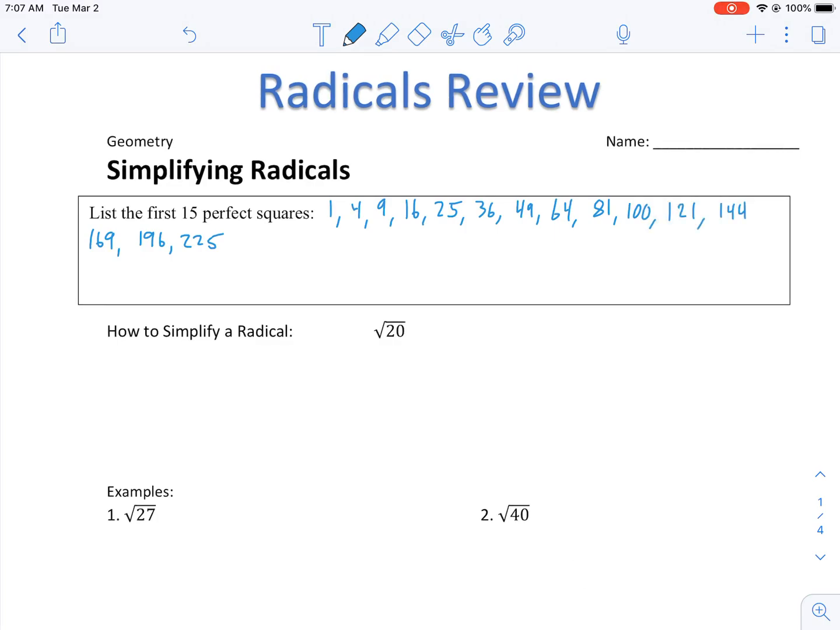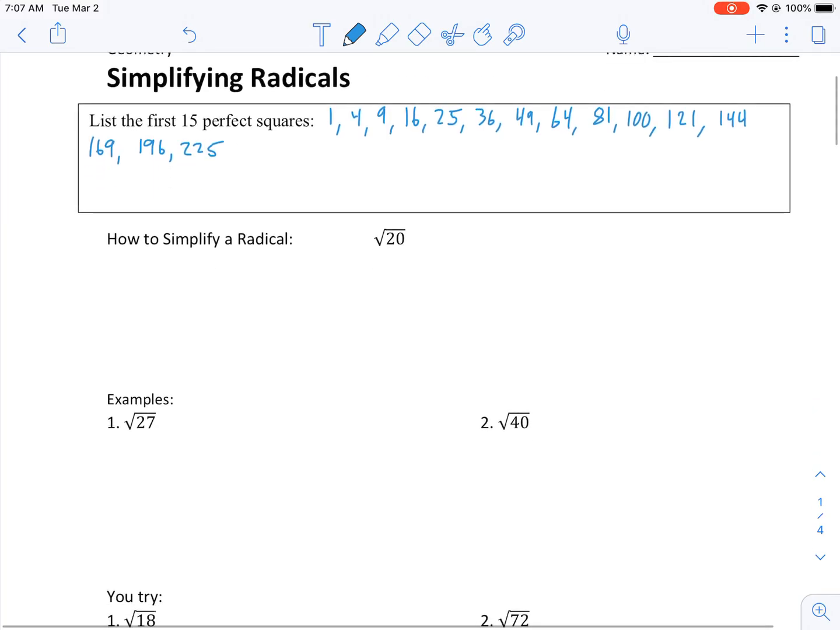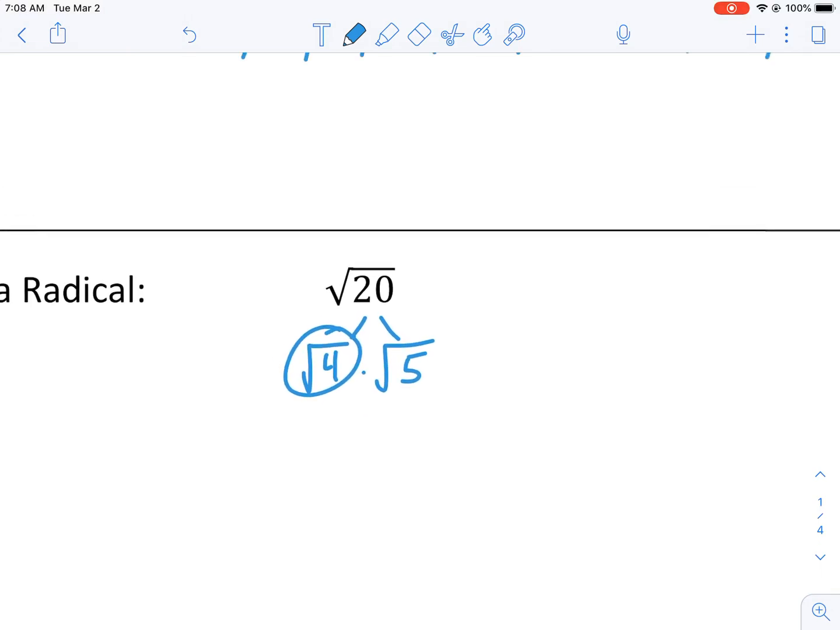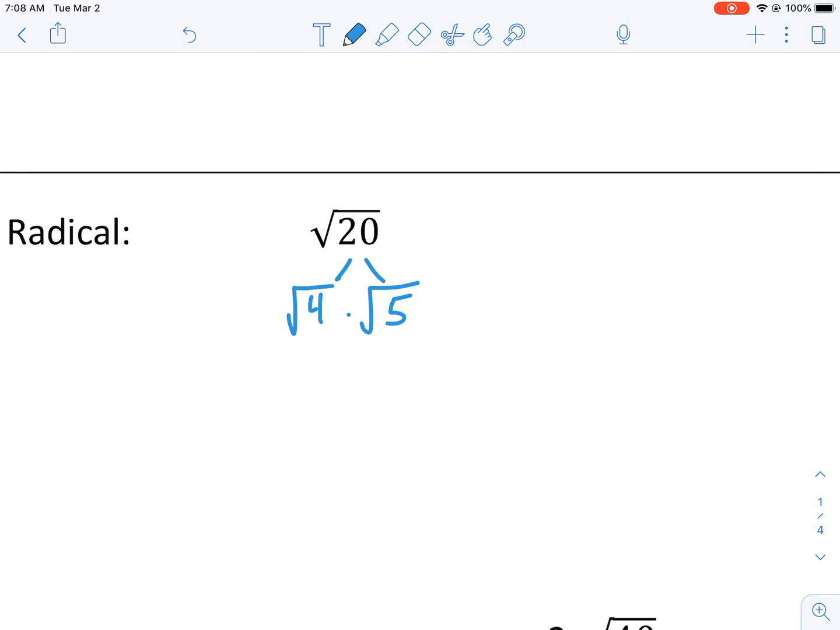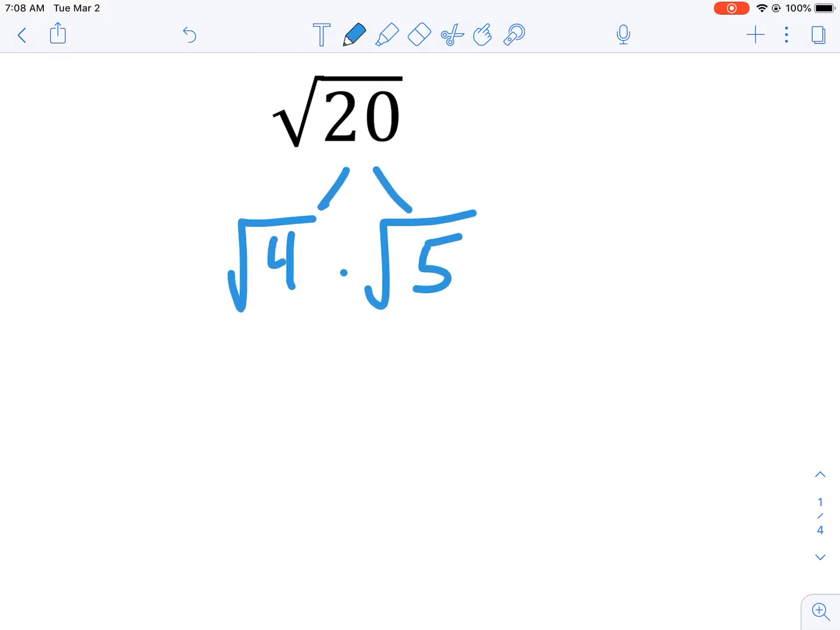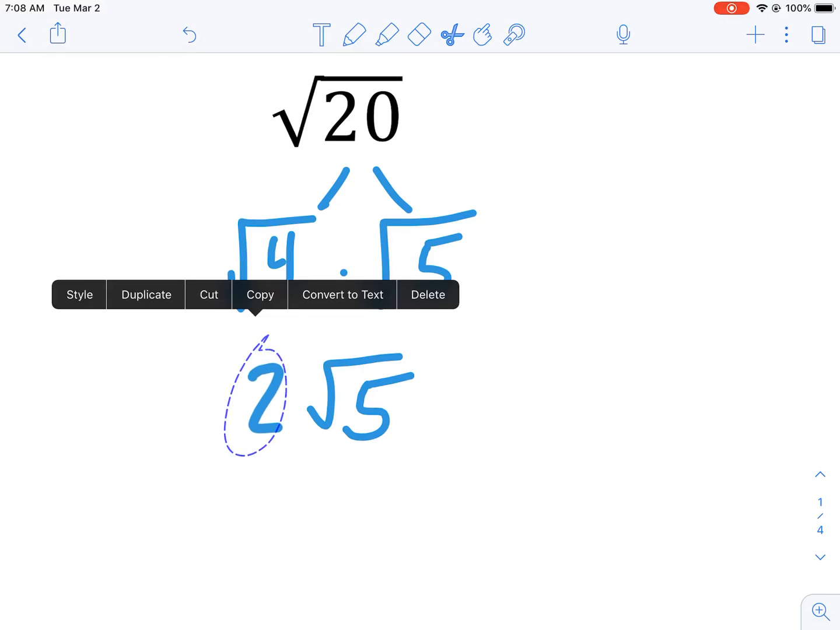And the reason you want the perfect squares is because when you are simplifying a radical, remember you want to break up your number into two factors, and one of them has to be a perfect square, okay? So that's why I picked 4 and 5, because 4 is a perfect square, all right? 2 is not a perfect square, or 10 is not a perfect square, so we can do 2 times 10. So we break it up into 4 and 5, and then because 4 is a perfect square, we can take the square root of 4, which is 2, and then we have 2 radical 5. And so that would be the simplified version of what we just did, okay?